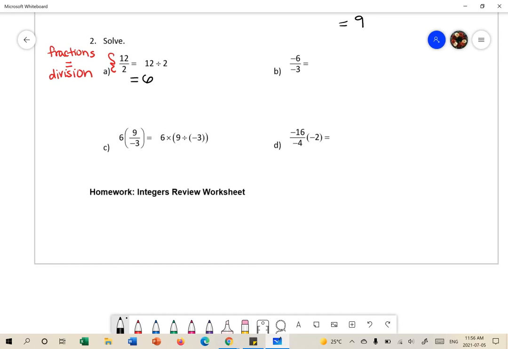Okay, remembering that fractions equal division, I'm going to rewrite my fraction here as division. And we're dividing here, 2 negatives will equal a positive. 6 divided by 3 is 2.